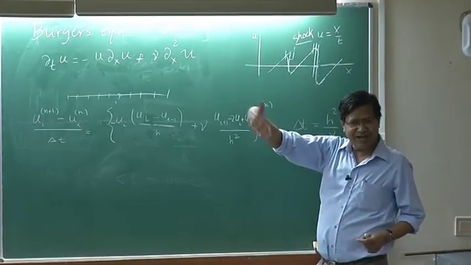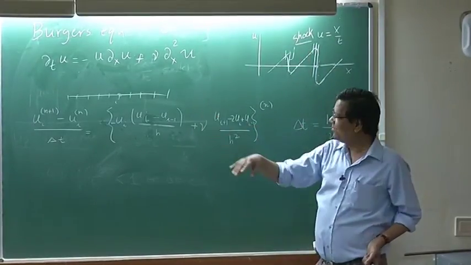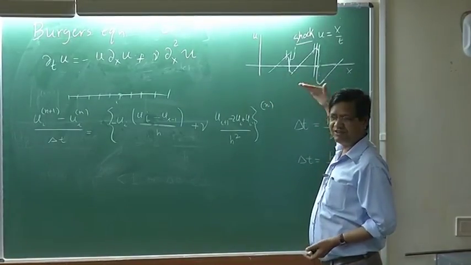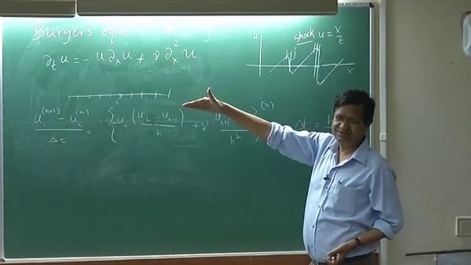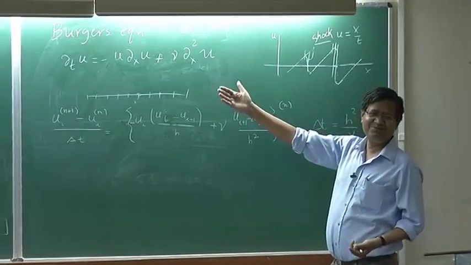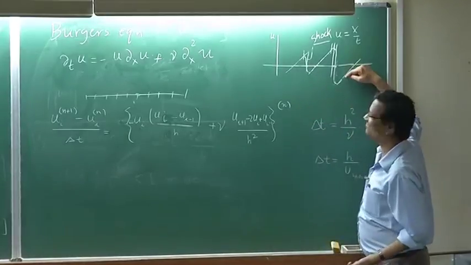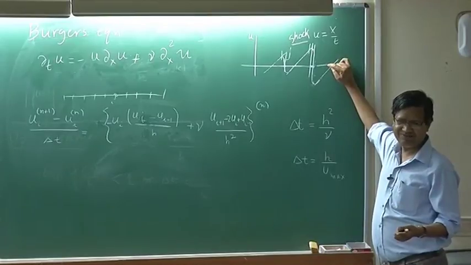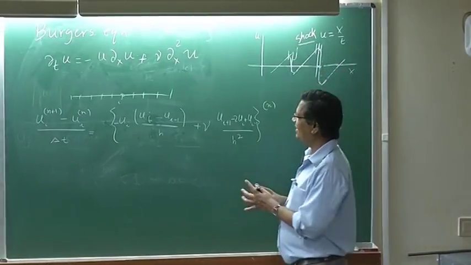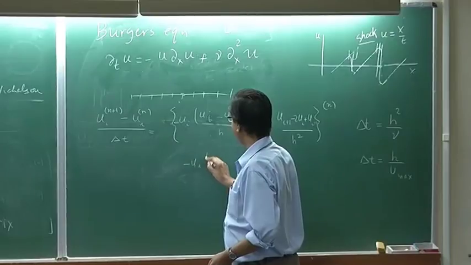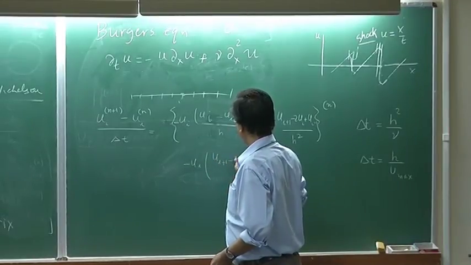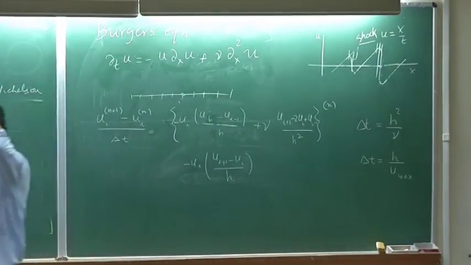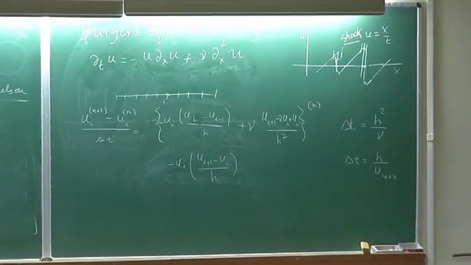But what should I do here in this region? The wave is going in the negative direction. Now I should use my point behind, meaning in the forward direction. So u i plus 1 minus u i. So for this region, I should put minus u i, u i plus 1 minus u i. So if you use this idea, then your code will behave properly.